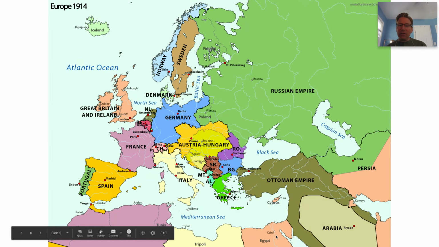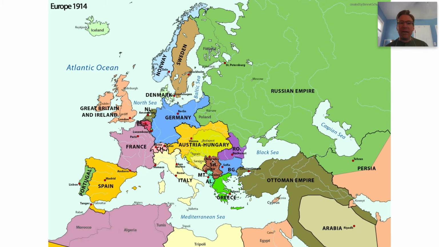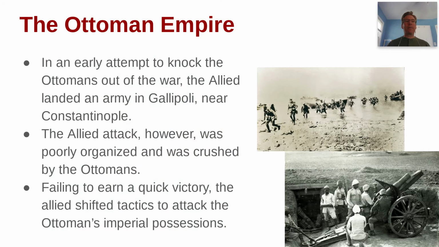We can see on this map that the Ottoman Empire is largely surrounded by Allied powers. So they have a little bit of shared territory with Austria-Hungary and their impact in the Balkan region, this region right here. But the Ottoman Empire is really feeling itself very much surrounded in this war.